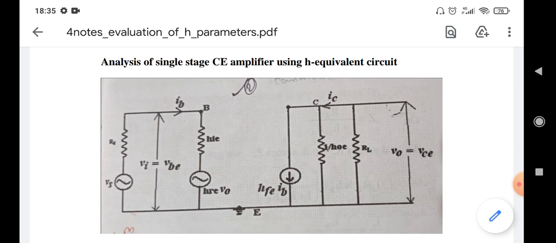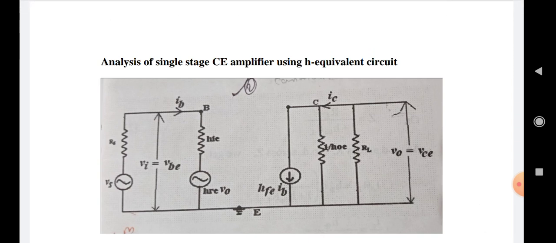Again, I already discussed the H equivalent circuit for the common emitter amplifier. According to the H equivalent circuit for the common emitter amplifier, two equations are found. Vi is equal to HIE IB plus HRE V naught. Then IC is equal to HOE V naught plus HFE IB. Now today we discuss the analysis of the single stage common emitter amplifier using the H equivalent circuit.